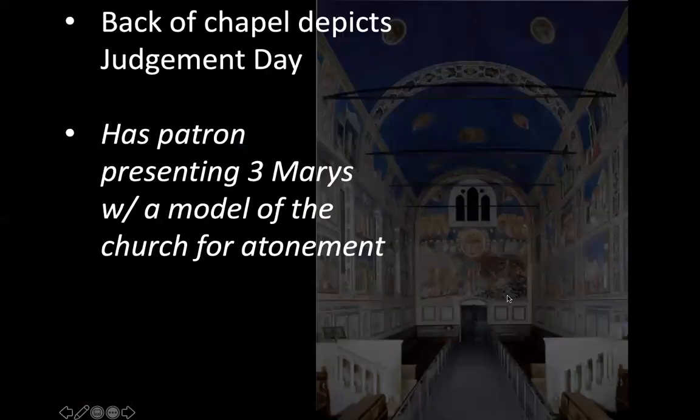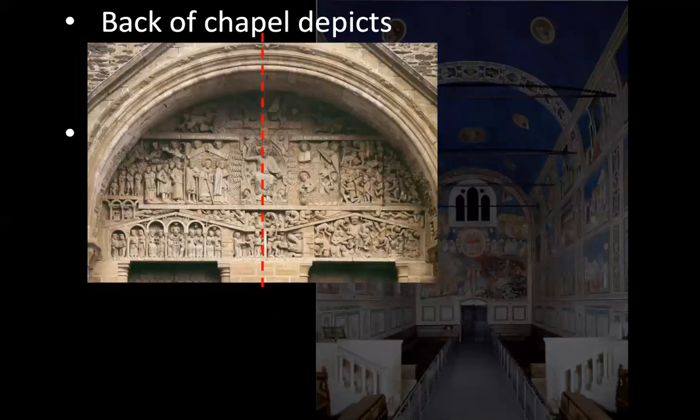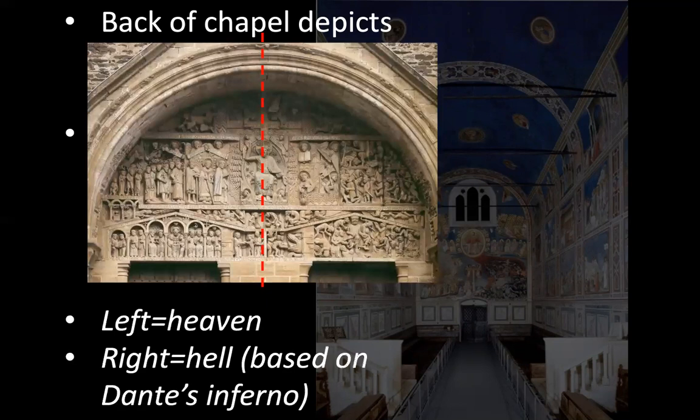All right, the back of the chapel, right back here, depicts Judgment Day, which we've seen before, first in Egypt with the Last Judgment of Hunefer. And then we talked about Judgment Day with our Romanesque tympanum, which is bisected in the middle. You have heaven on the left, and you have hell on the right. And then our version of hell is based on Dante's Inferno.